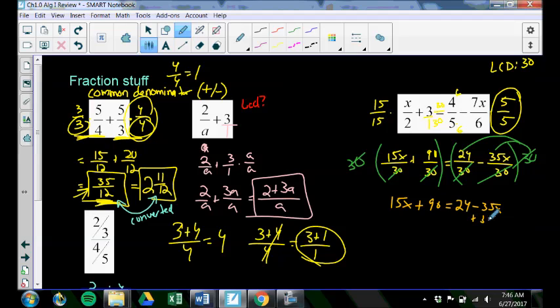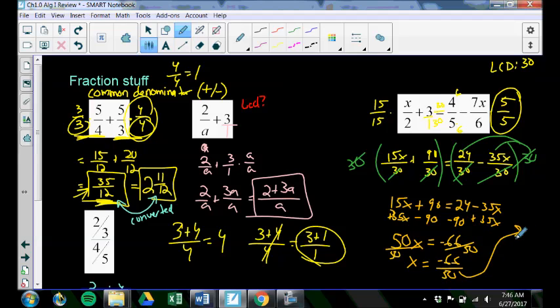So I'm going to add a 35x to both sides and subtract a 90 from both sides. And that gets me 50x equals negative 66. So x equals negative 66 divided by 50. I divided both sides by 50. I should probably show that step. And I can reduce that to negative 33 over 25. And if you want to make that negative 1 and 8/25, that's fine, but you really don't have to.